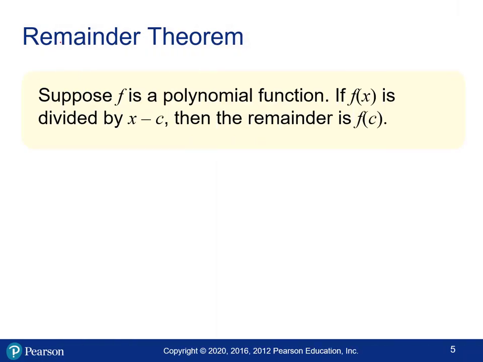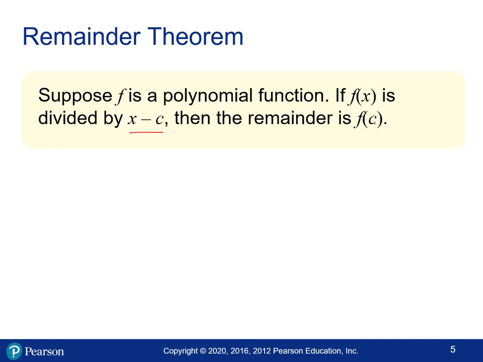Okay, so here is the first theorem, our remainder theorem. This just says if we have a polynomial f and it's divided by this factor x minus c, then the remainder is actually f of c.